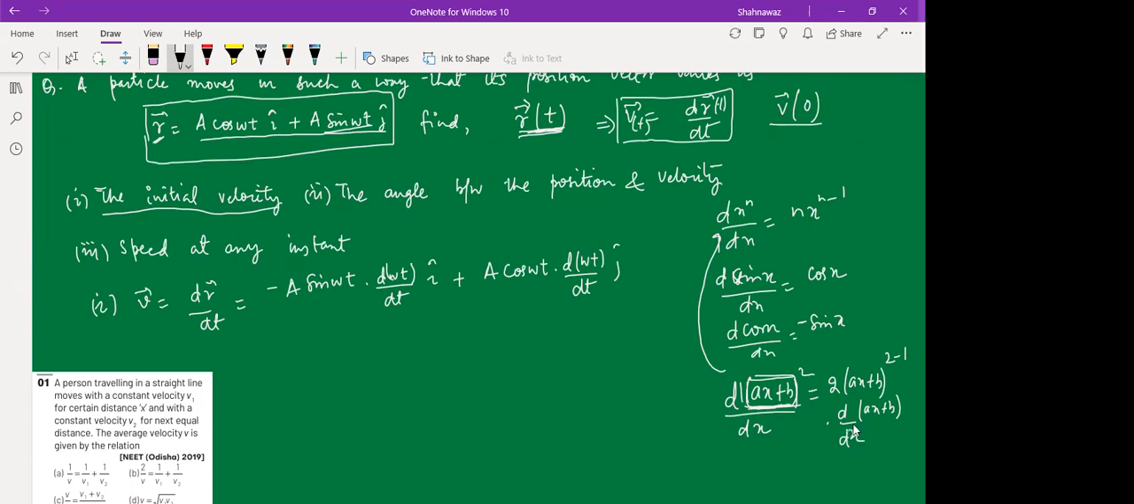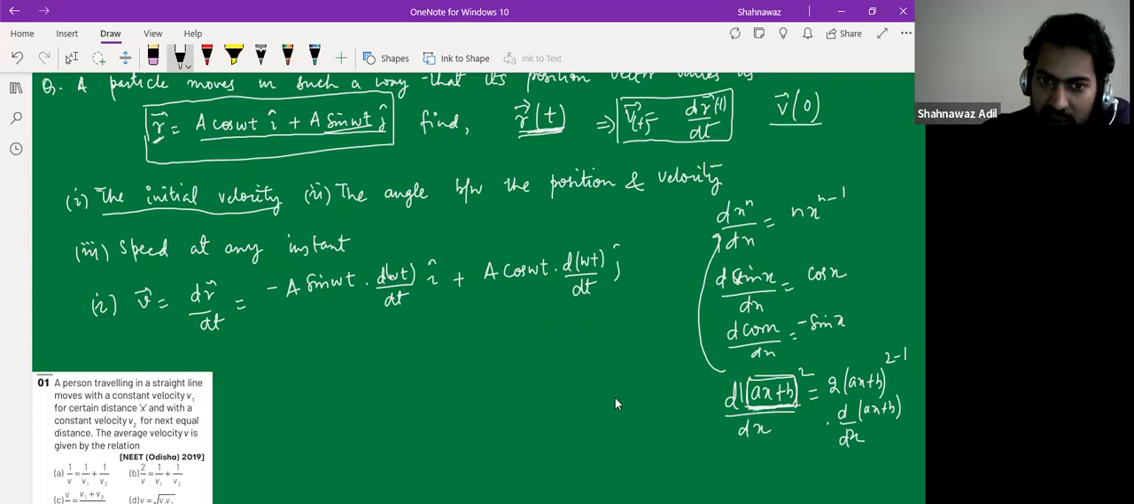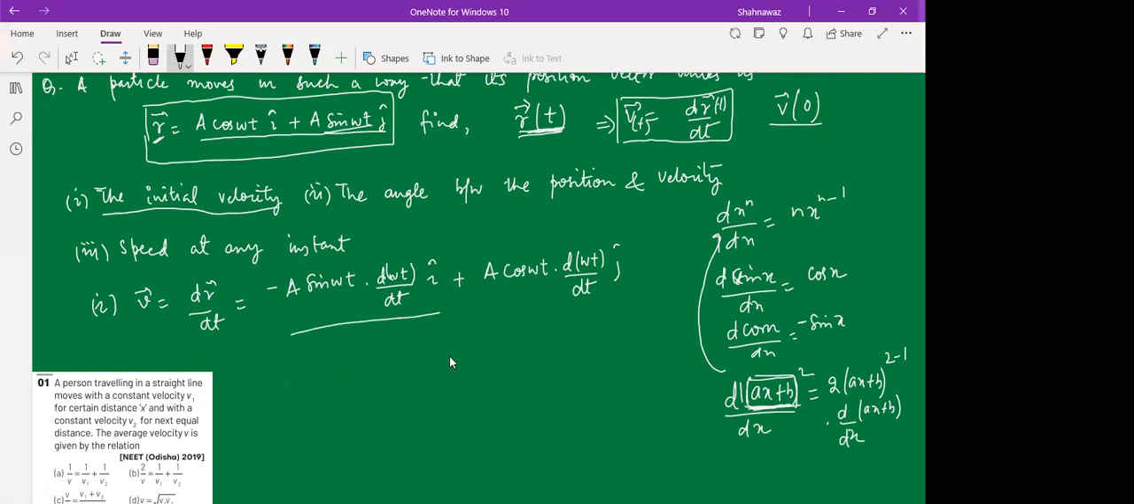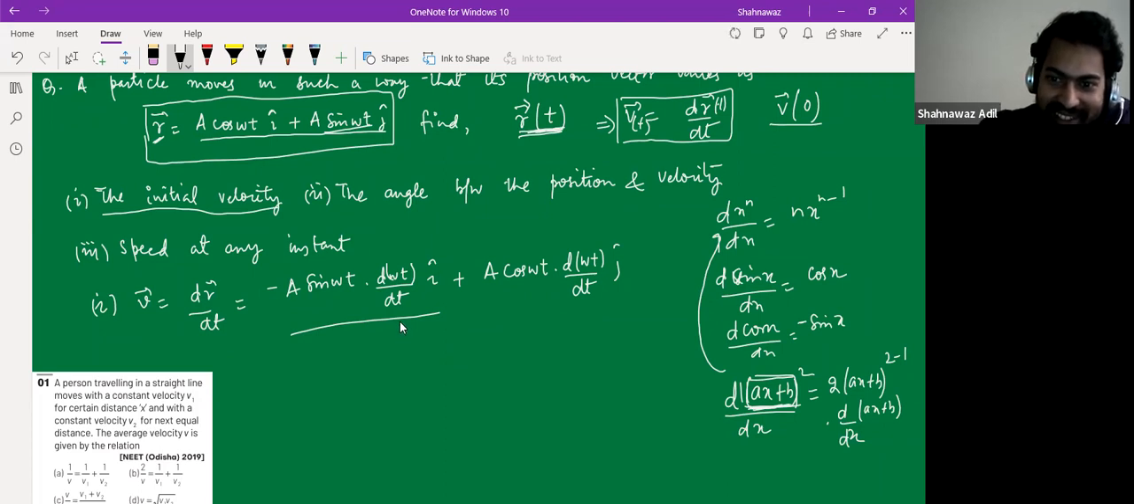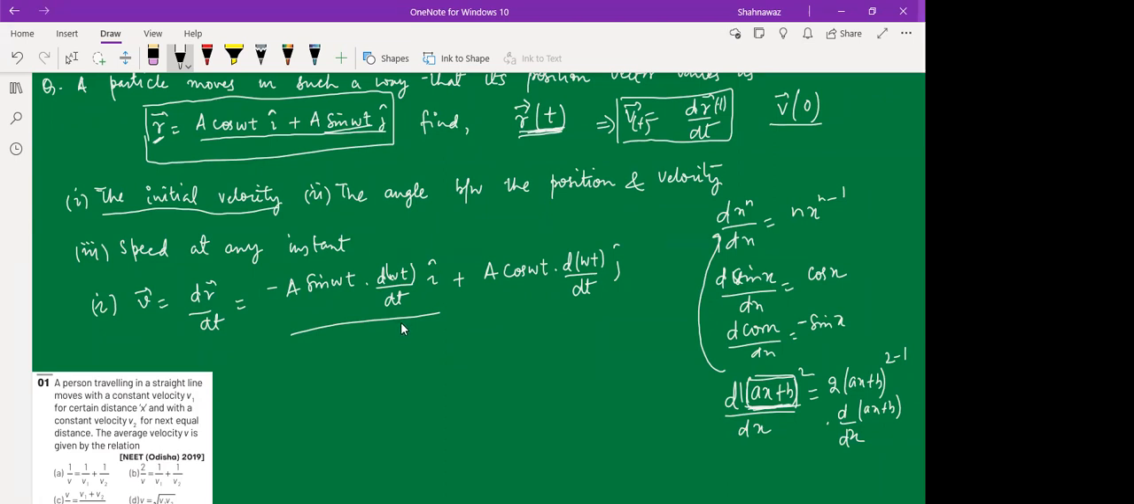Sir, could you explain it once more? I didn't understand. This part? Or this part? That part. This part. The right one or the left one? The left one.